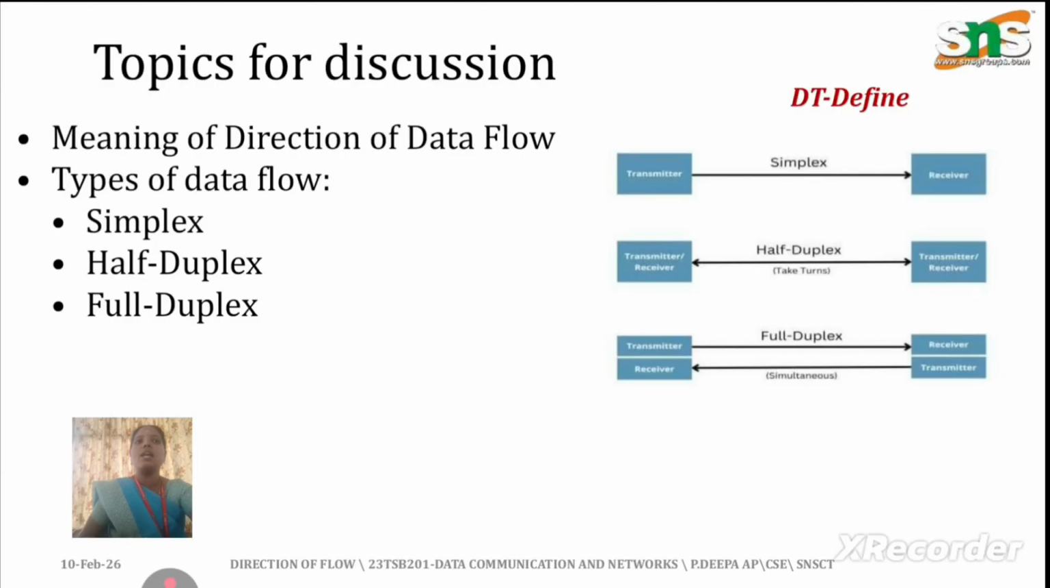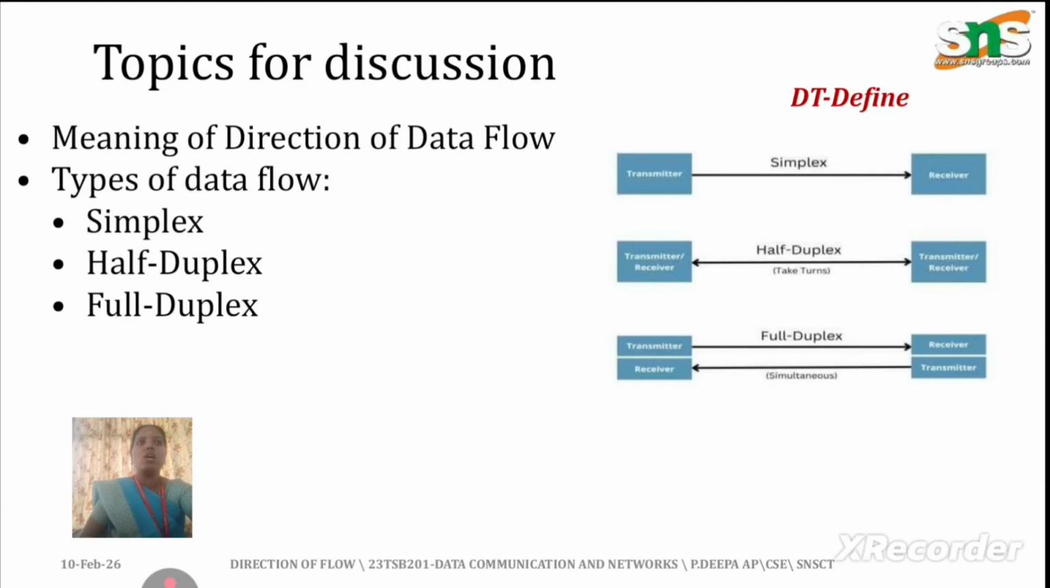Based on this, data communication is classified into three main types. One is simplex, second is half duplex, and the third one is full duplex communication. Each type represents a different style of conversation between devices, very similar to how humans communicate in real life. Let us first think about simplex communication.